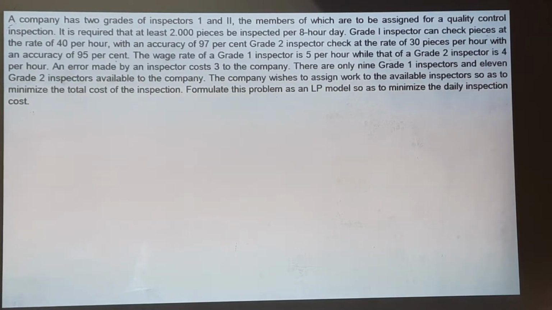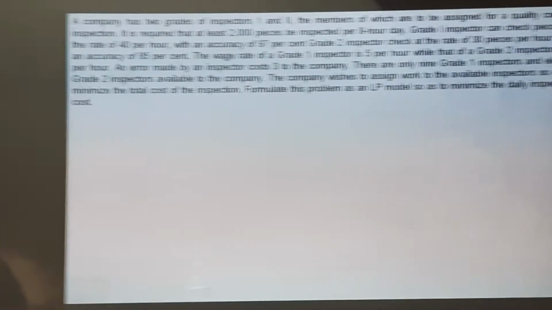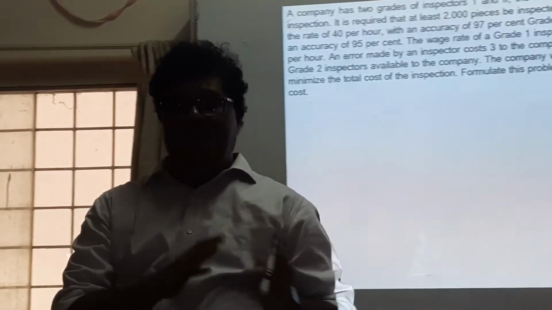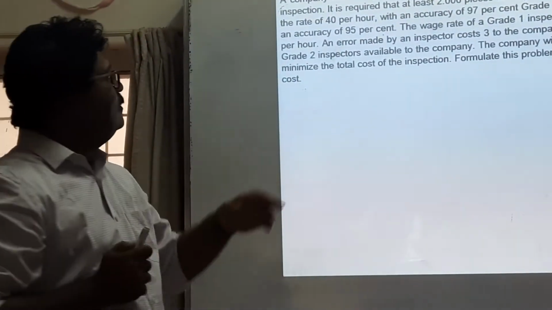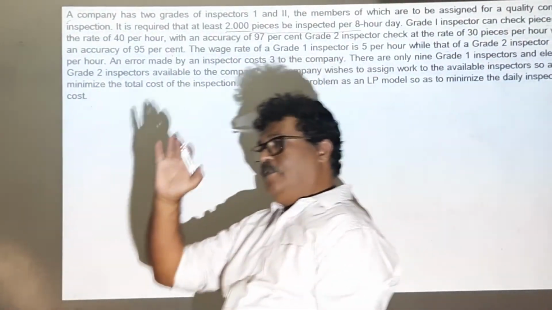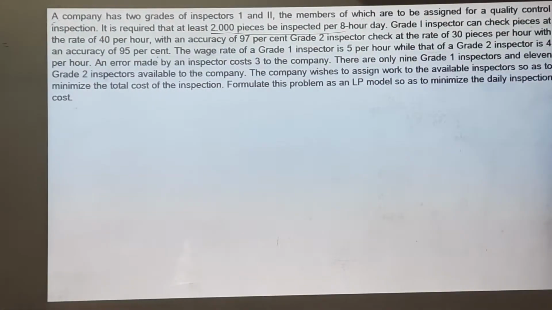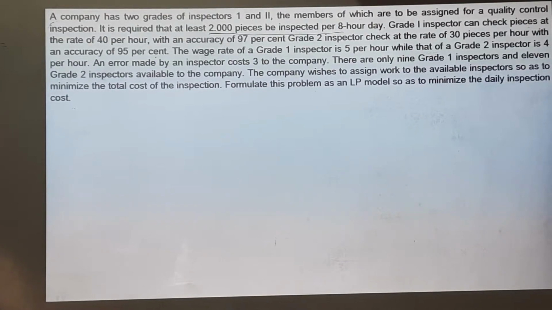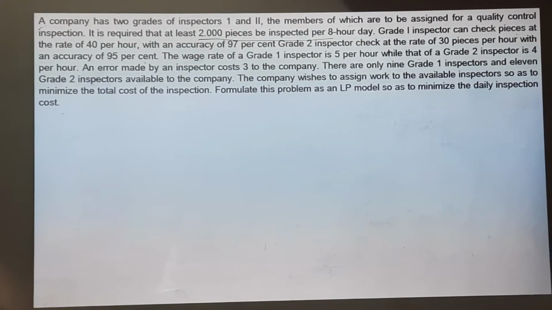So this is a minimization problem, cost minimization. You employ inspectors in such a way that 2000 pieces are inspected per day, but at the same time keep the cost minimum. So that is the objective of this particular model.